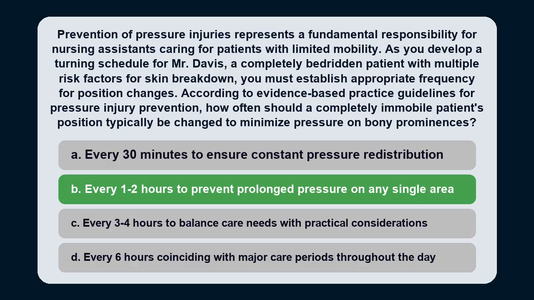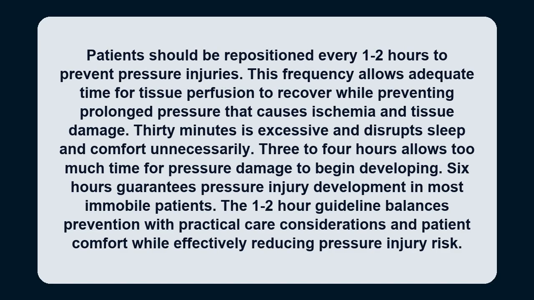The answer is B. Patients should be repositioned every 1 to 2 hours to prevent pressure injuries. This frequency allows adequate time for tissue perfusion to recover while preventing prolonged pressure that causes ischemia and tissue damage. 30 minutes is excessive and disrupts sleep and comfort unnecessarily. 3 to 4 hours allows too much time for pressure damage to begin developing. 6 hours guarantees pressure injury development in most immobile patients. The 1 to 2 hour guideline balances prevention with practical care considerations and patient comfort while effectively reducing pressure injury risk.